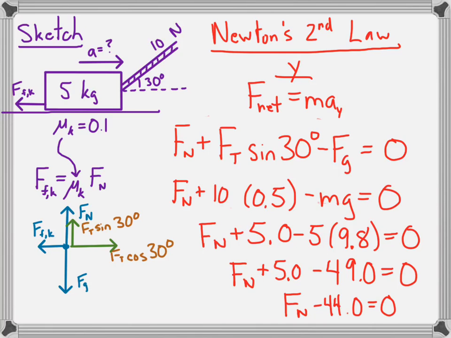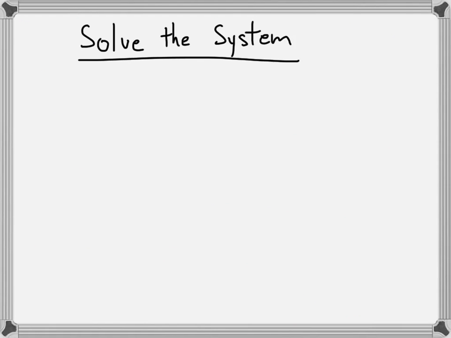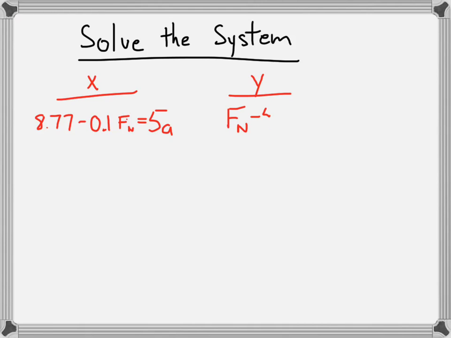Now I could technically solve this for normal force, but I'm going to do that in the next step. Well, what is that next step? We now have a system of equations. We have an equation in y, and we had an equation in x. Those two put together make a system of equations. I'm going to put those on the next slide here. So we're going to solve that system of equations. What you should have on your paper, at the very bottom of x, is 8.77 minus 0.1 times normal force equals 5a. And this is what we have in y. So we have two equations, two unknowns. That makes a system of equations that can be solved.